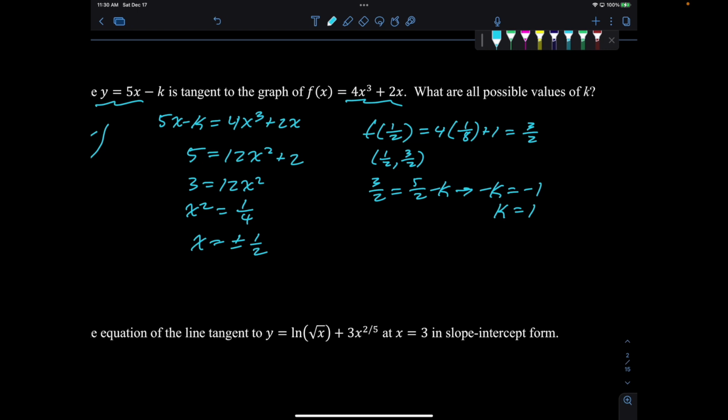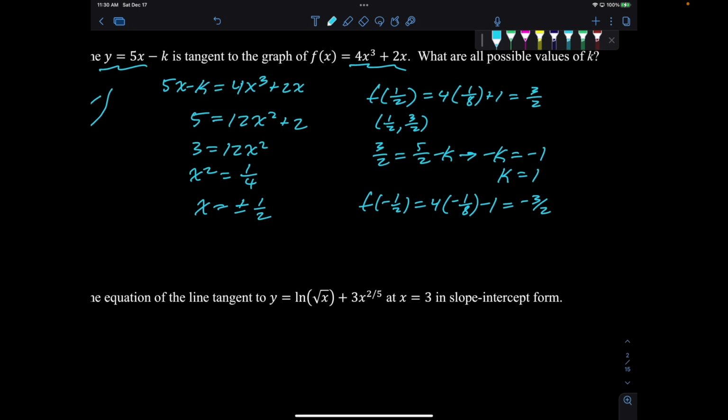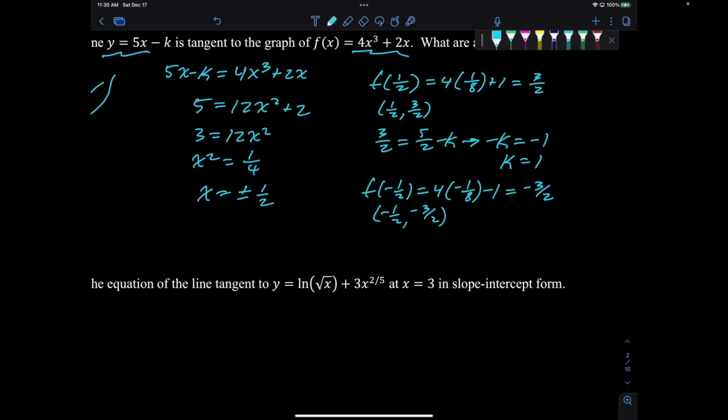So we're going to do the same thing. f of -1/2 is going to be 4 times -1/8, because when we take -1/2 and cube it, we get -1/8, and then minus 1. So that's -1/2 minus 1, which is -3/2. So our ordered pair is (-1/2, -3/2). And then I'm going to do the same thing, taking the ordered pair and plugging it in here. This problem is maybe a little more involved than the last one. I don't really know, I think it's a little more involved.